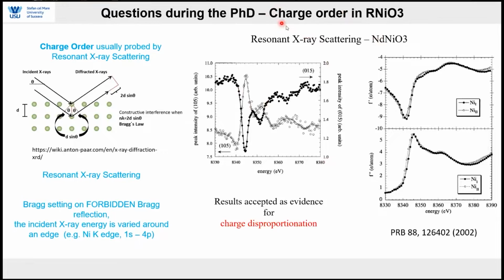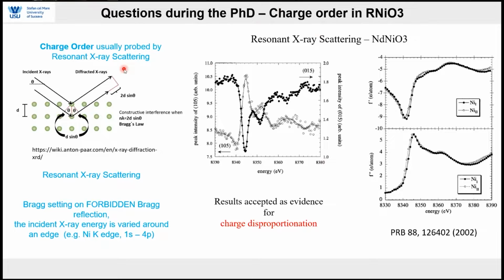Now, why do I go and talk about charge order? Phenomenologically, when we talk about charge order in an insulating material, we can think that one ion has one oxidation state, let's say 3+, and the other one has 2+. Now, there is a difference of oxidation state, meaning you have a difference of charge between the atoms. Now, one way to measure this charge order is called resonant X-ray scattering.